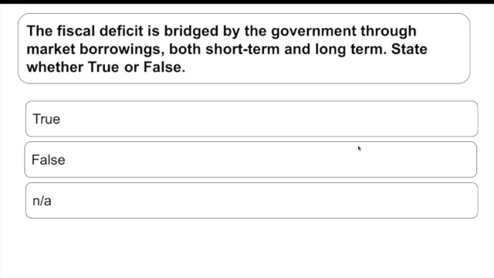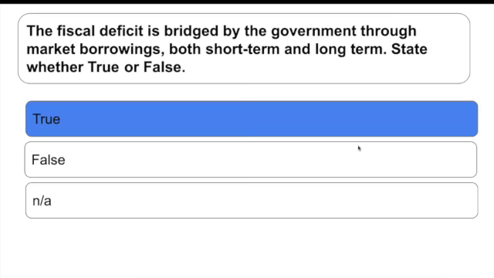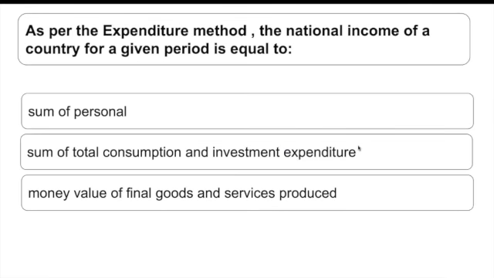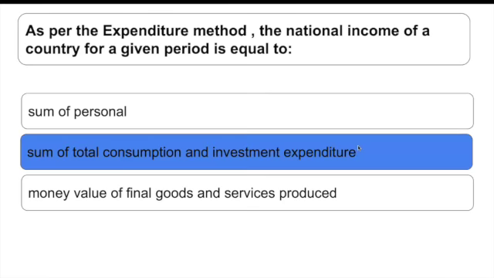The fiscal deficit is bridged by government through market borrowing, both short term and long term. State whether it is true or false. The answer is it is true. As per the expenditure method, the national income of a country for a given period is equal to A. Sum of personal. B. Sum of total consumption and investment expenditure. C. Money value of the final goods and services produced. The correct answer is sum of total consumption and investment expenditure.